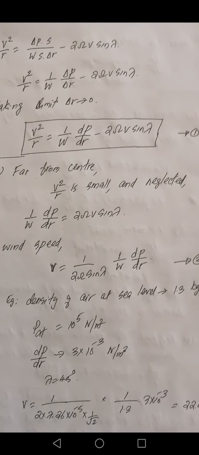Okay, so therefore dp by dr is very large, which means the wind velocity will be very large. Near the center the velocity is very large, and far from the center the velocity decreases. Now, we assume here v square by r is 0, something like that, but it is not always.